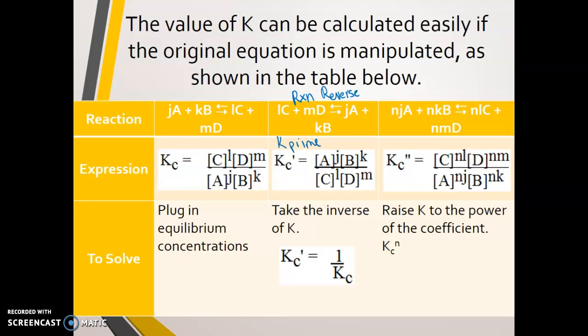Now, if you have an example like this, we're back to the original reactants and products, but now we have this n out in front of our coefficient j, and so you are going to raise K to the power of the coefficient. So this would be like if the reaction is doubled, you would take whatever your value is that you calculated for K over here, and you would just square it, because that would be raising it to the power of the coefficient.